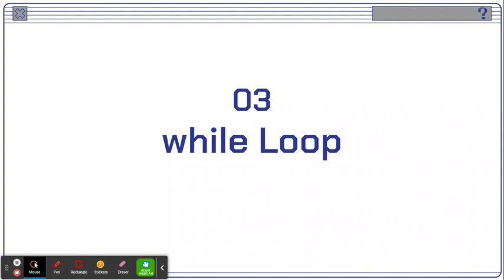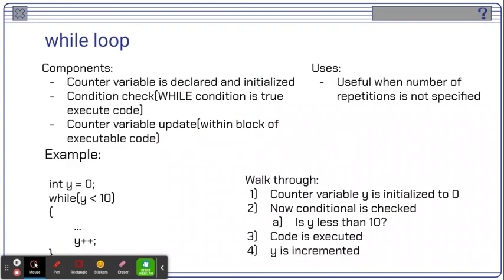Next, we have the while loop. Similar to the for loop, we can see that the counter variable is initialized and declared, but before the while keyword is used. The loop repeats while the condition is true and the counter variable update takes place within the block of code. While loops are useful when the number of repetitions is not specified.